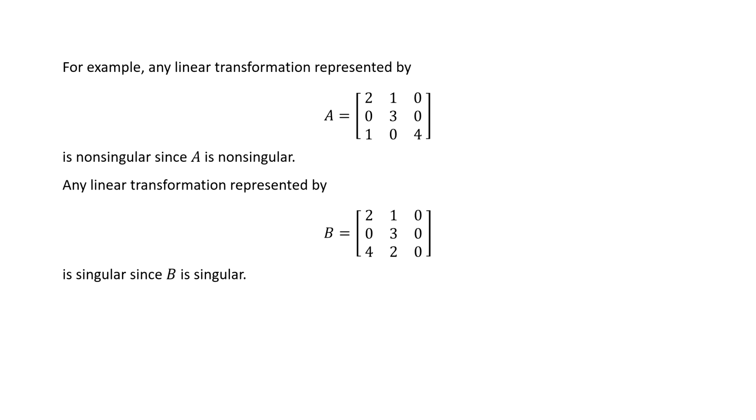Related to the previous theorem, for example, any linear transformation represented by A is non-singular since A is non-singular. I checked this. A has an inverse. It's not obvious just by looking at it, but I did check that. And then we have another example here. Any linear transformation represented by B is singular since B is singular. And that's a bit easier to see because B has a column of zeros, and so B does not have an inverse.